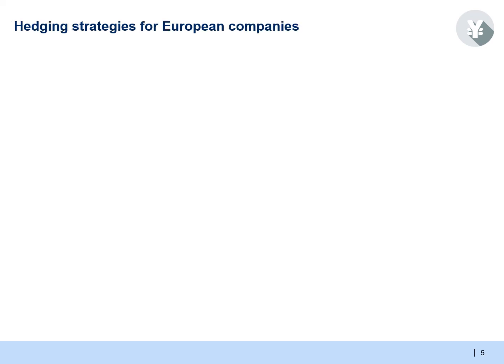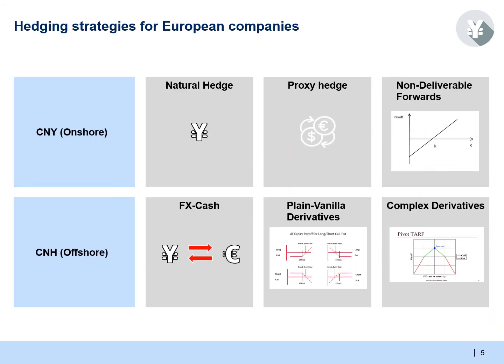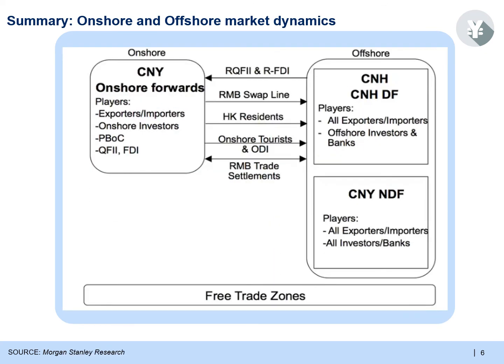With regard to hedging strategies, there are several in the onshore and offshore markets. A simple one in the onshore market is the natural hedge: just net payments with invoices from your suppliers to have both positions. In former times, as the yuan was pegged to the dollar, the proxy hedge would also be a simple one, just hedging the euro-dollar risk, for example, and leaving the dollar-yuan risk open. Of course, there are the non-deliverable forwards. In comparison, in the offshore markets, you could use FX cash instruments and almost all derivatives, ranging from plain vanilla instruments to complex derivatives.